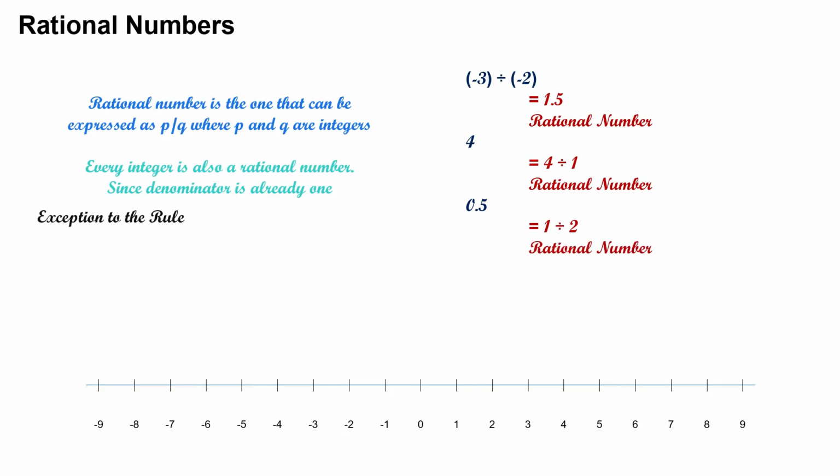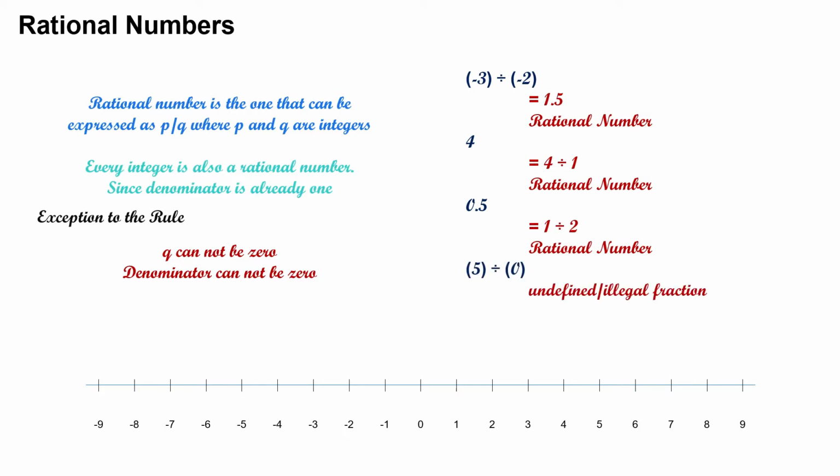However, there is one exception to the rule. Q cannot be 0. You can't have 0 as a denominator. Let's say we divide 5 by 0. It is an undefined fraction. I'll explain why that is later on. What about 0 by -4? Yes, the answer is 0. So 0 is a rational number.